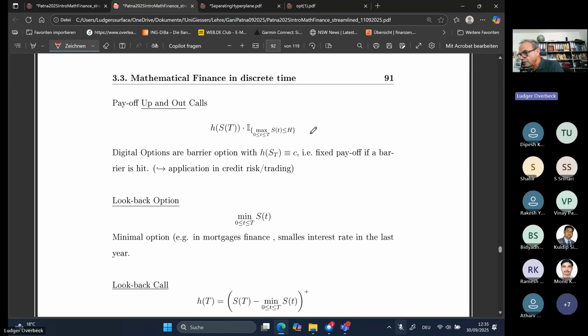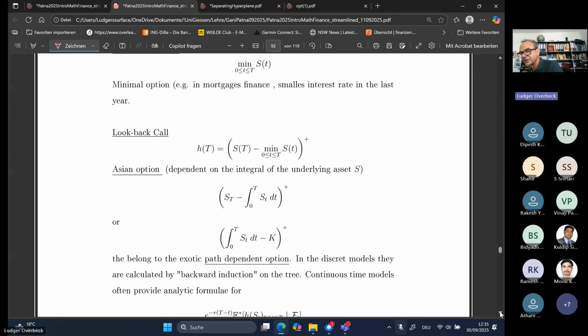And look back call, that's similar. You just say, okay, that's also, you see, all functions which depend on the entire evolution of the equity price. And you can buy this from a bank if you like. Or Asian options, you compare the final value to the average of the price during time, or you have a strike. These are exotic path-dependent options.